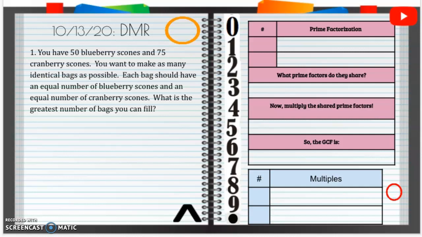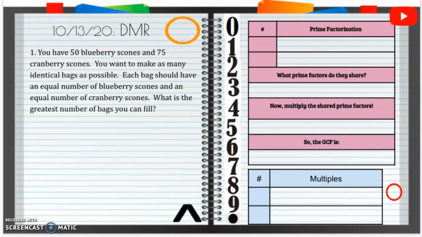October 13th, 2020 Daily Math Review. Number 1. You have 50 blueberry scones and 75 cranberry scones. Scones are kind of like a pastry, like a dessert kind of thing. So you want to make as many identical bags as possible. Each bag should have an equal number of blueberry scones with an equal number of cranberry scones. What is the greatest number of bags you can fill?